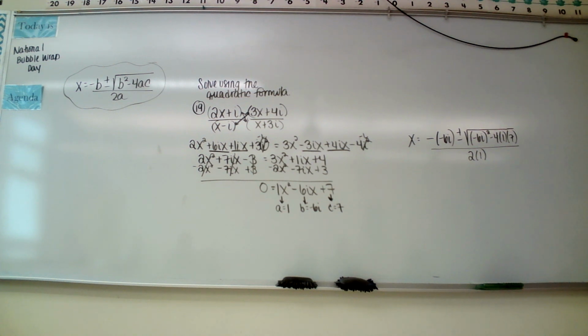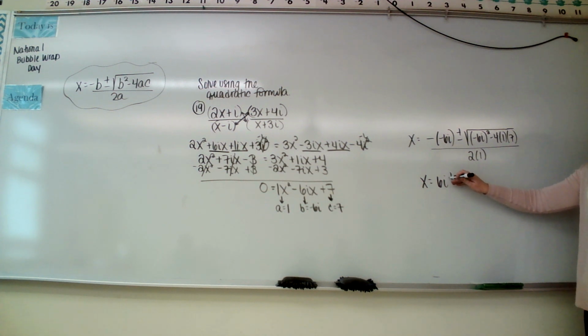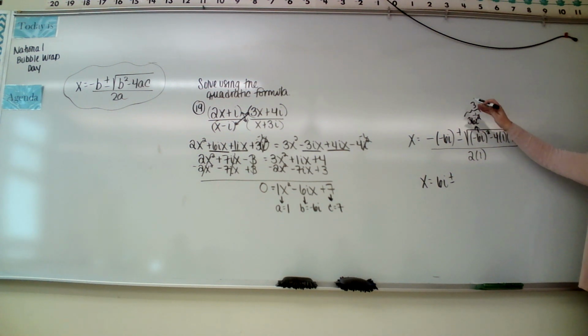All right, let's start simplifying. So x is going to equal double negative makes a positive 6i plus or minus, and I need to simplify under here. But think about what this means. If I have this in parentheses, it means negative 6 squared, which is 36, i squared. But wait a second, I know that i squared is really negative 1. So that gives me negative 36 minus 4 times 1 times 7.